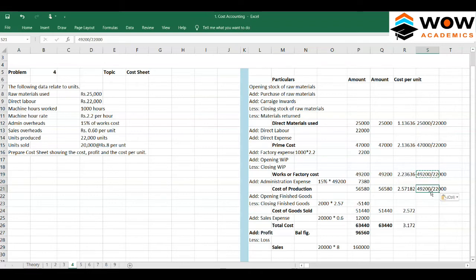Here it is 50, 56, 58. Here it is 51,440. Okay, and the last one is 63,440. Okay, so this is the working.